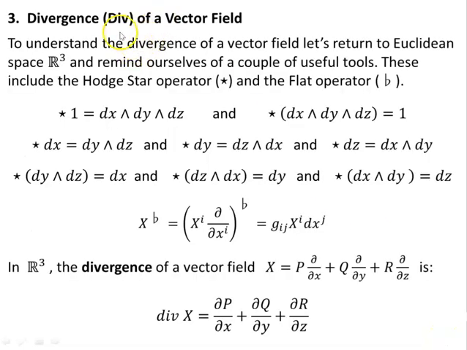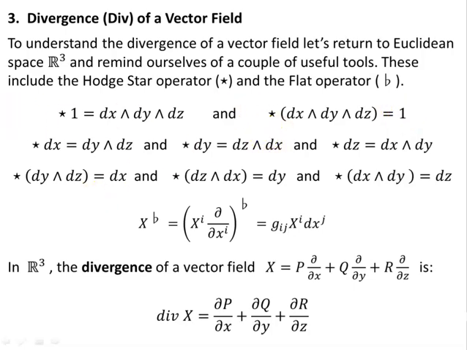Okay, so divergence of a vector field. To understand the divergence of a vector field, let's return to Euclidean space R3 and remind ourselves of a couple of useful tools. These include the Hodge star operator, star, and the flat operator, ♭. So the Hodge star in three-dimensional Euclidean space R3: the Hodge star of 1 is dx wedge dy wedge dz, in Cartesian coordinates x, y, z. And the Hodge star of that is then 1.